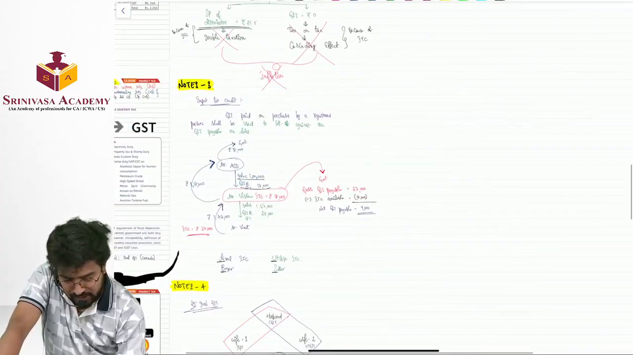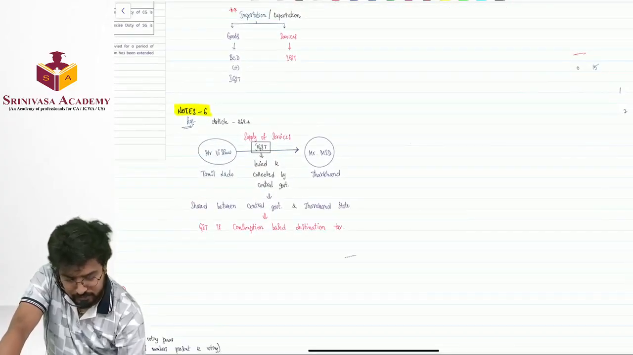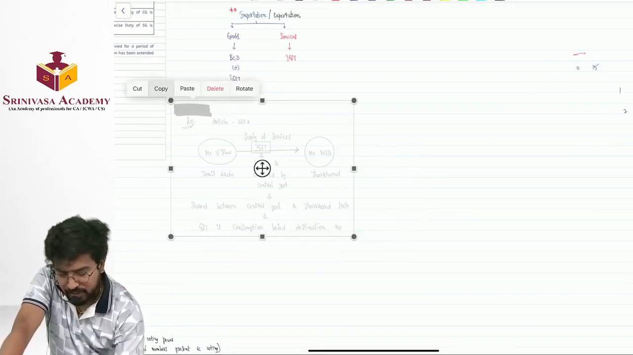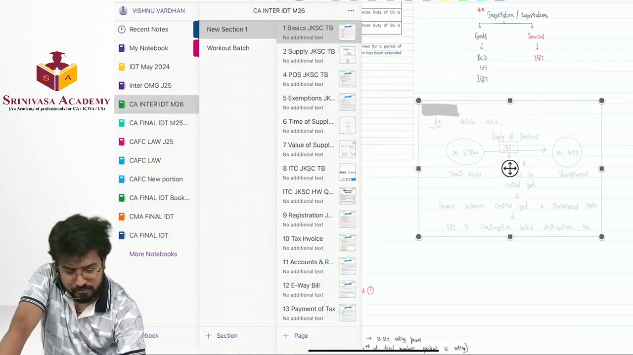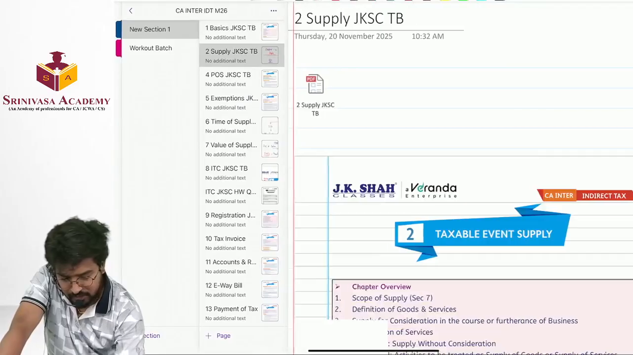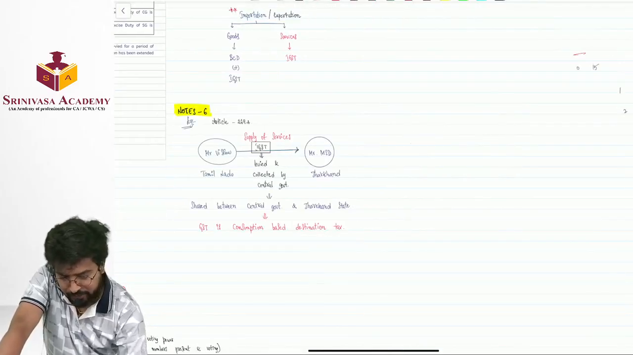Article 269A says IGST shall be levied by whom? Central government. Will be collected by whom? Central government. But it will be apportioned between center and states. Correct? Right. Super.